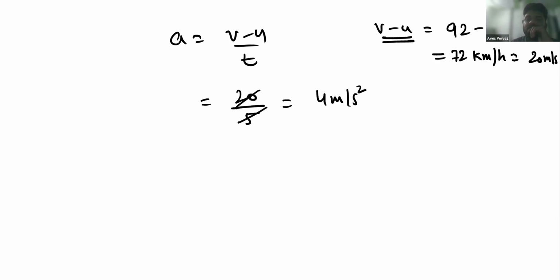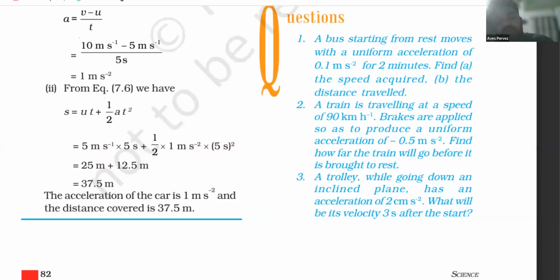Here's a question. Do question number 3 and 1. So first write the biography that is given to you, and do the proper conversion, because the time is given in minutes, so convert it into seconds.